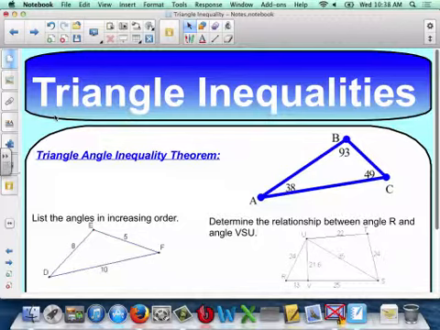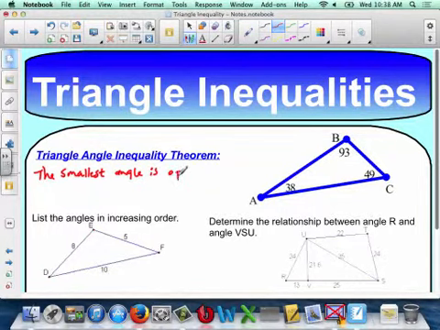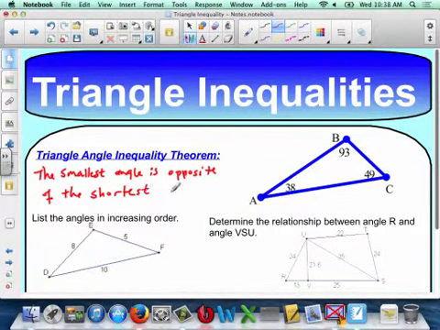Away from. On the other side of the triangle. Yeah. So the smallest angle is opposite of the shortest side.